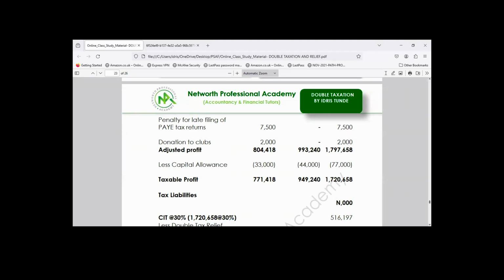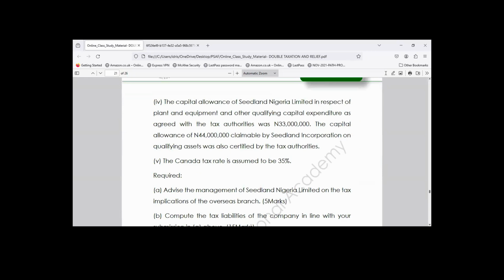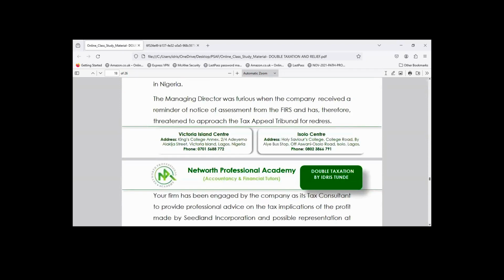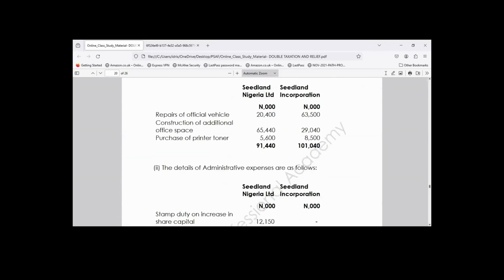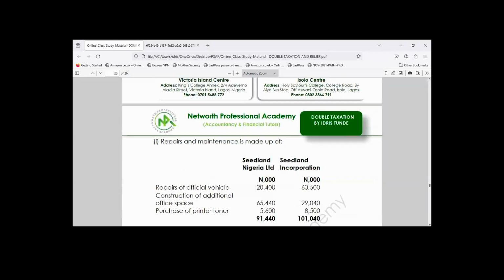The question, I've already said, we should assume a CIT rate of how many percent? Nigeria tax rate is what percent? 30%. No, the question did not say that. But if you look at the turnover of the company, all this company turnover is more than 100 million. If you look at the gross turnover, it's more than 100 million. Since the gross turnover is more than 100 million, what company income tax rate am I going to use?